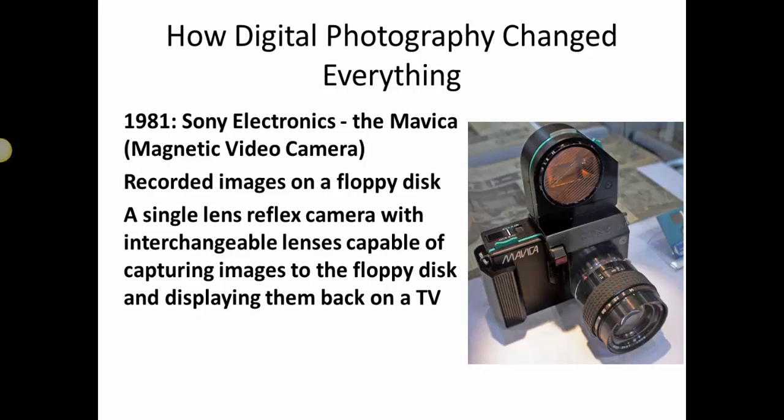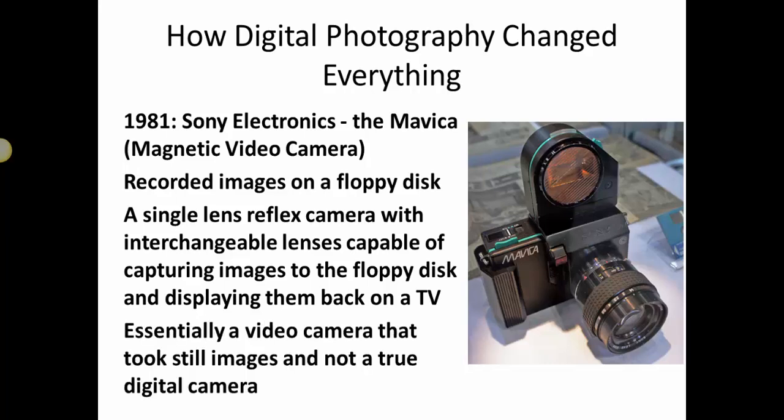But this early Mavica was a single lens reflex camera. In other words, you looked through the lens to take the photograph. They had interchangeable lenses, and it would record the image on the floppy disk, but then you had to take the floppy disk out and play it on a device that would show up on a TV. So it's really a video camera that took still images.